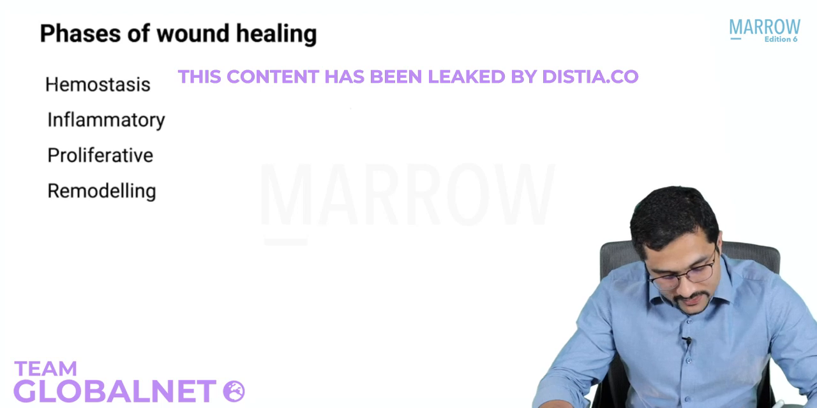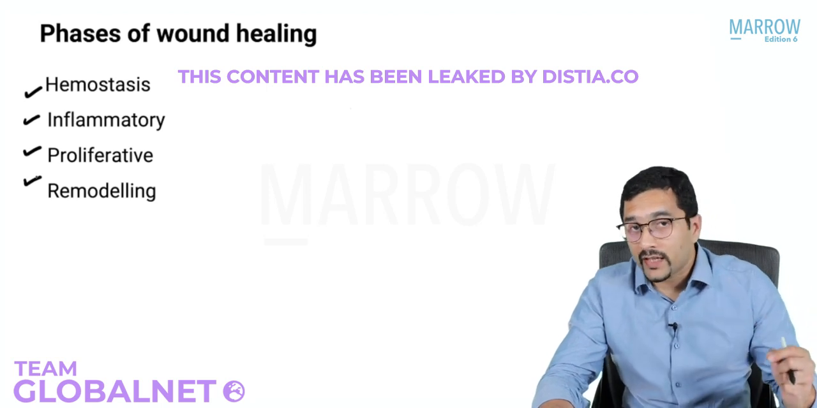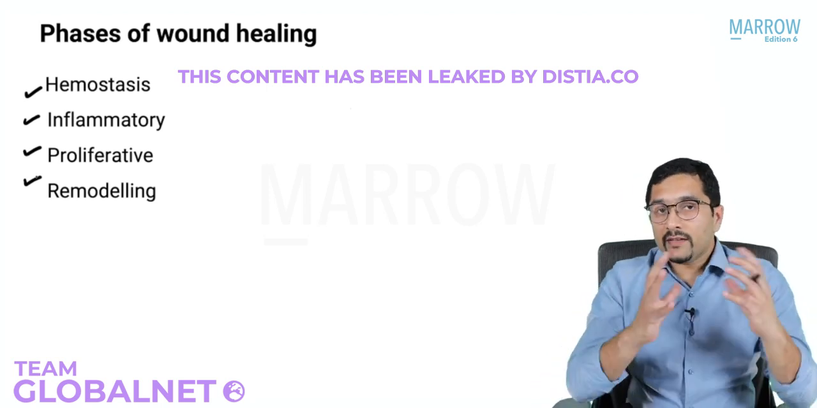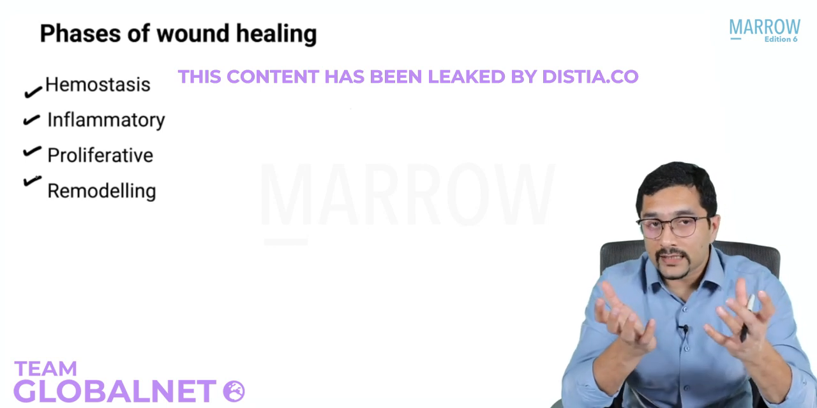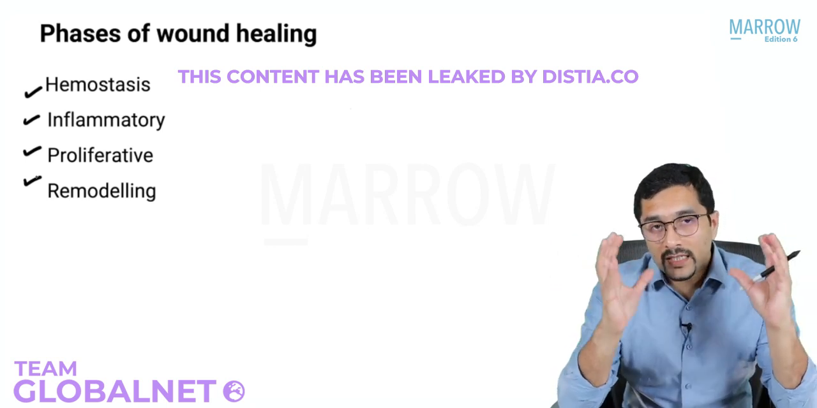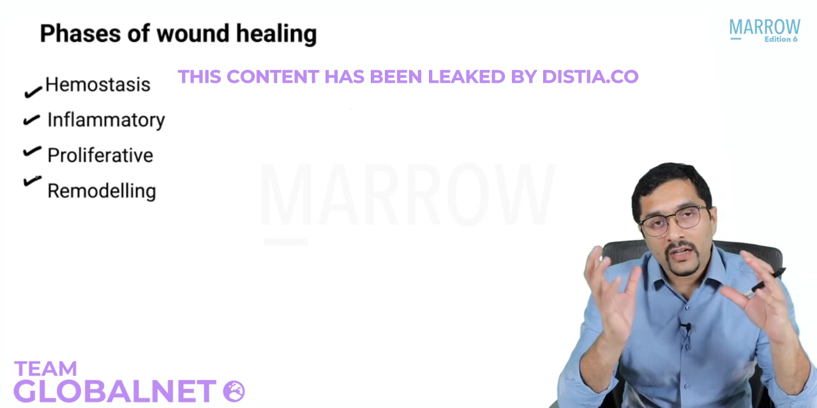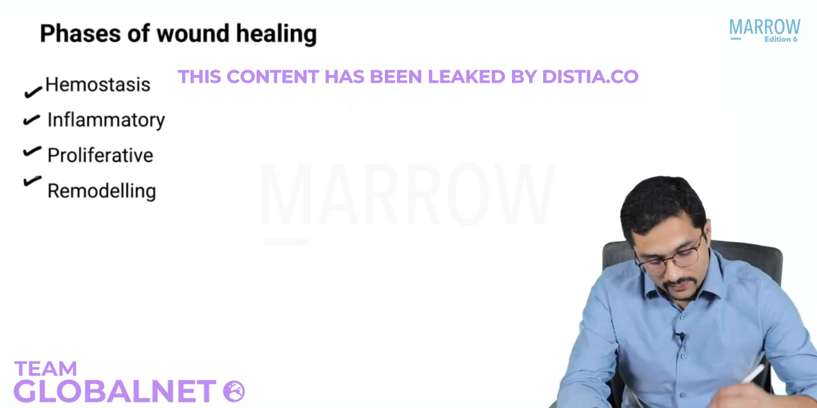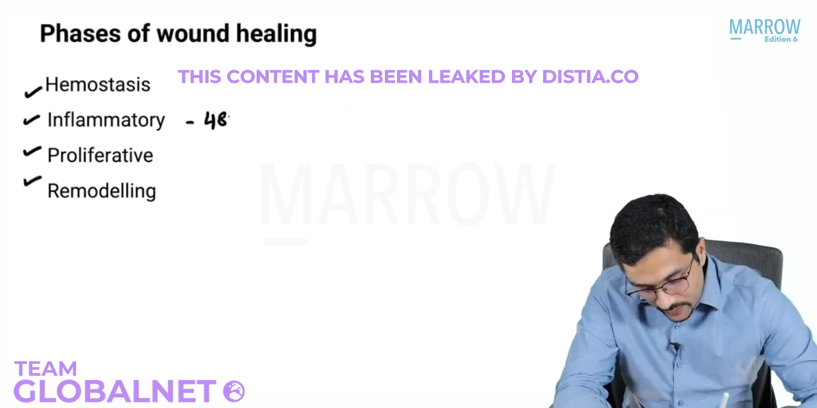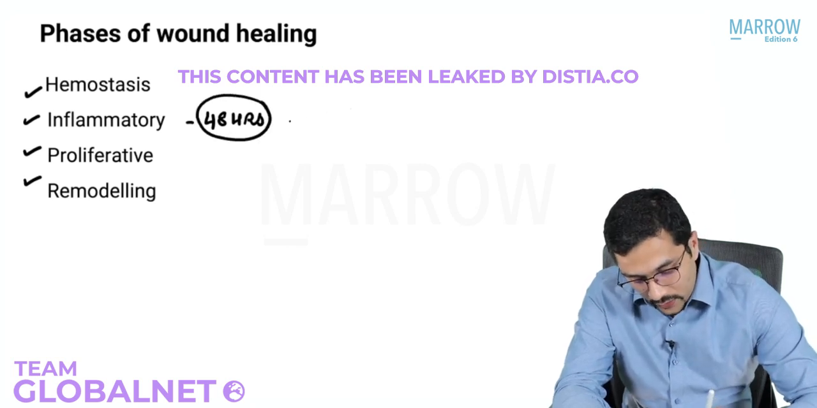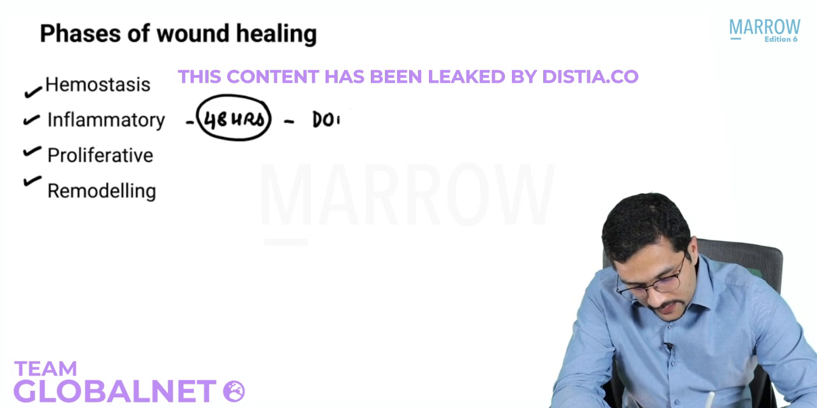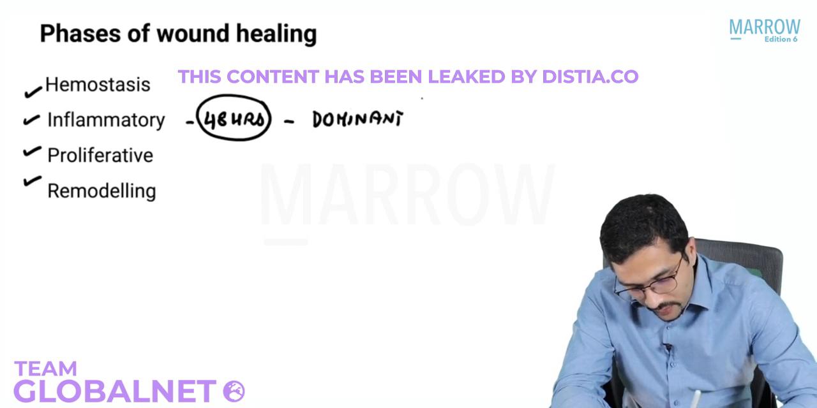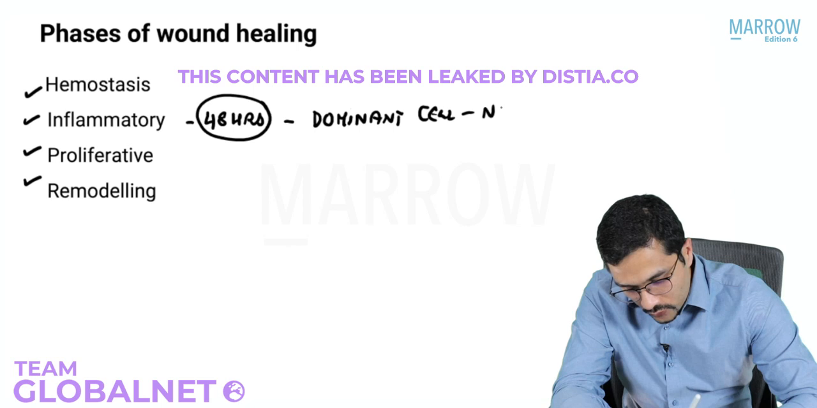So the 4 phases are hemostasis, inflammatory, proliferative and remodeling. So this is the order in which these phases occur. Firstly, whenever there is any injury, first hemostasis happens. And once the hemostasis part has been taken care of, then within 48 hours, the inflammatory process is going to be started. And within 48 hours, the dominant cell is the neutrophil.